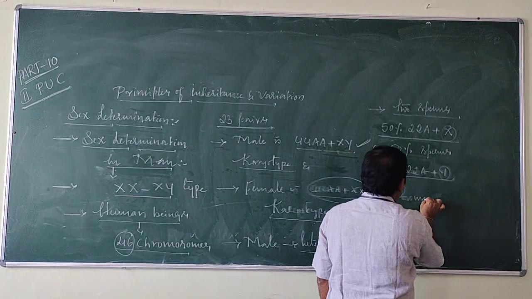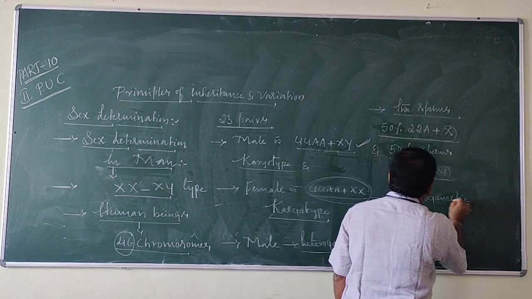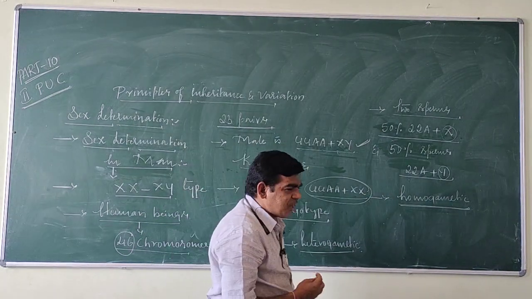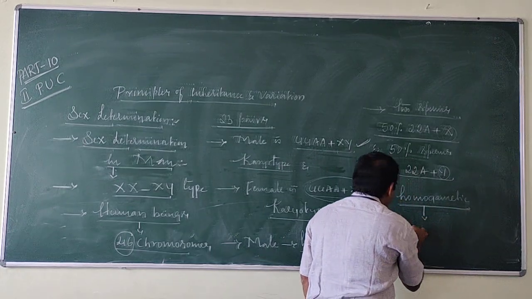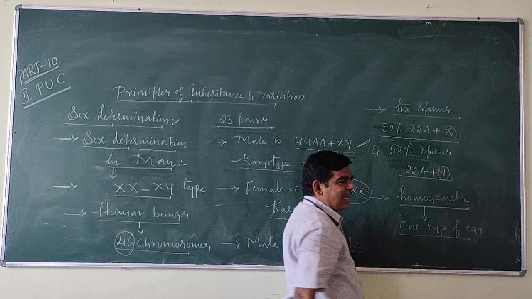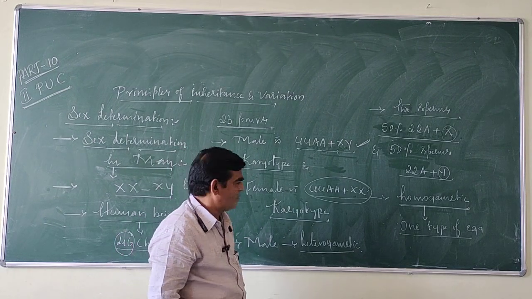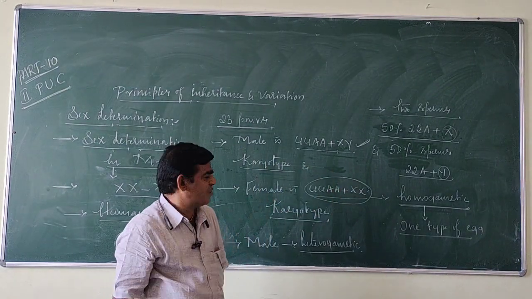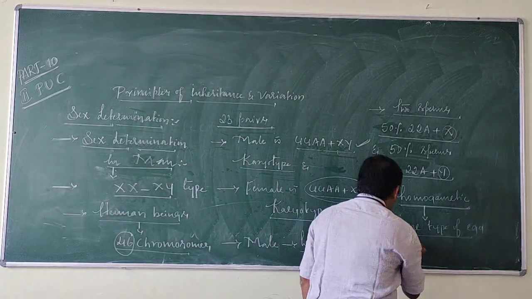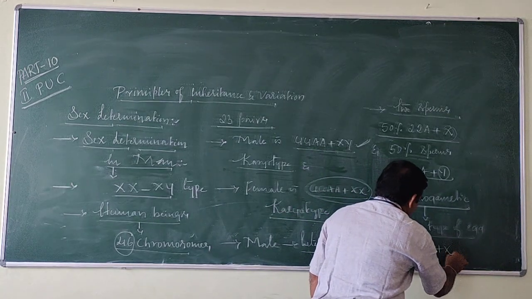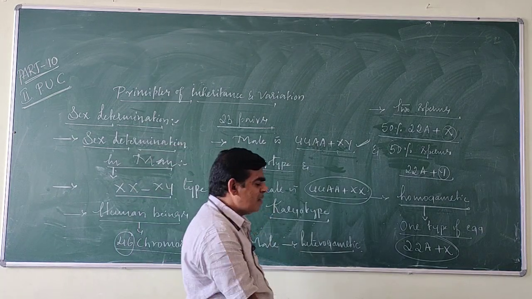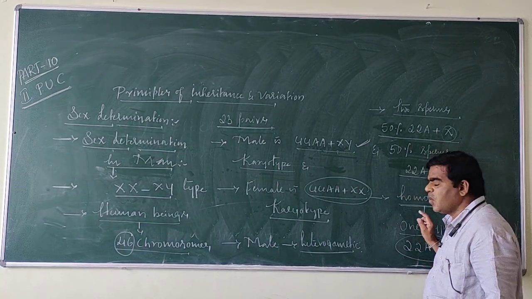That's why the female individual produces only one type of egg. Female is homogametic. It produces similar gametes, X and X, similar chromosomes. So only one type of egg, 22A plus X, is produced by the females because females are homogametic.